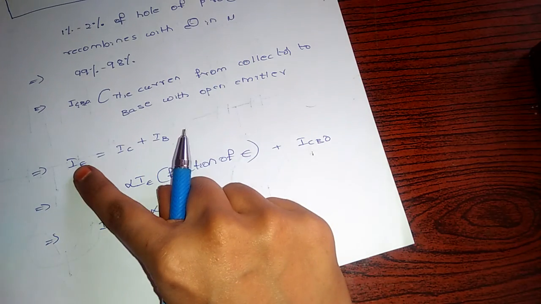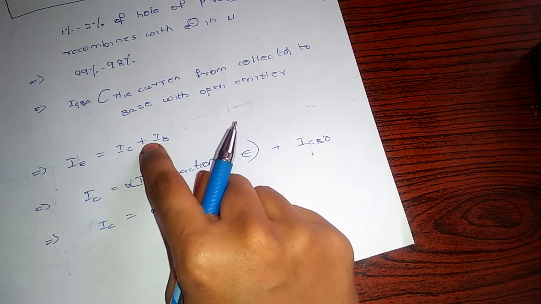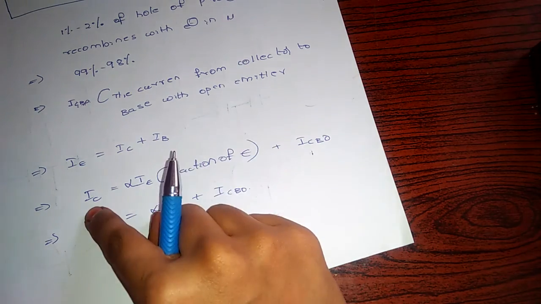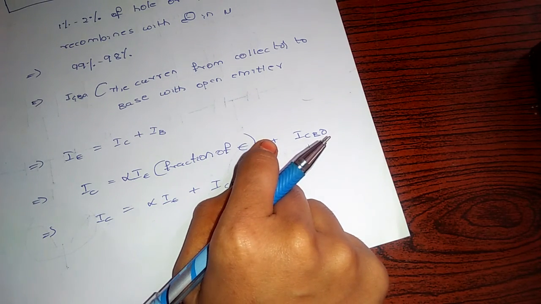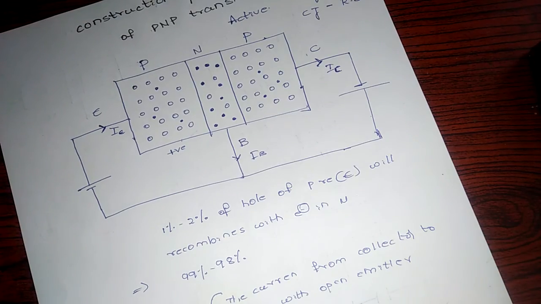So totally the emitter current can be termed as IC plus IB, and IC is the fraction of emitter current plus reverse saturation current. This is about the construction and working, where it is operated in active mode, so it is used in amplifiers generally.